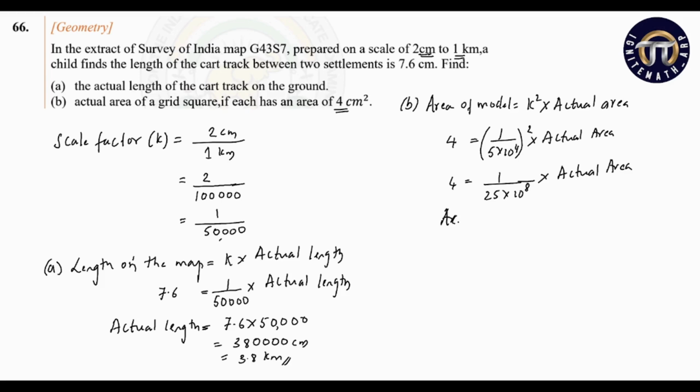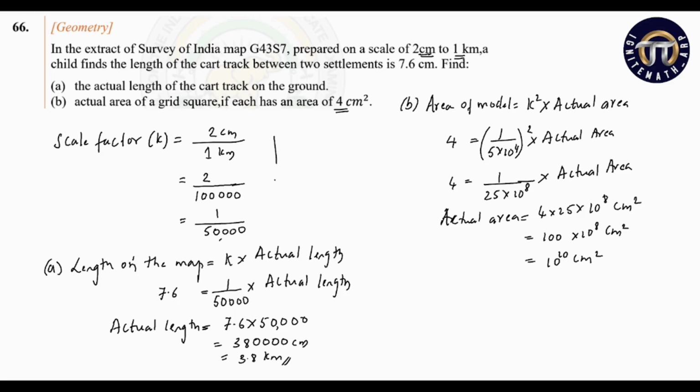The actual area of the grid is equal to 4 into 25 into 10 to the power of 8 centimeter square. So that is nothing but 100, I get over here, into 10 to the power of 8 centimeter square. So that is nothing but 10 to the power of 10 centimeter square.